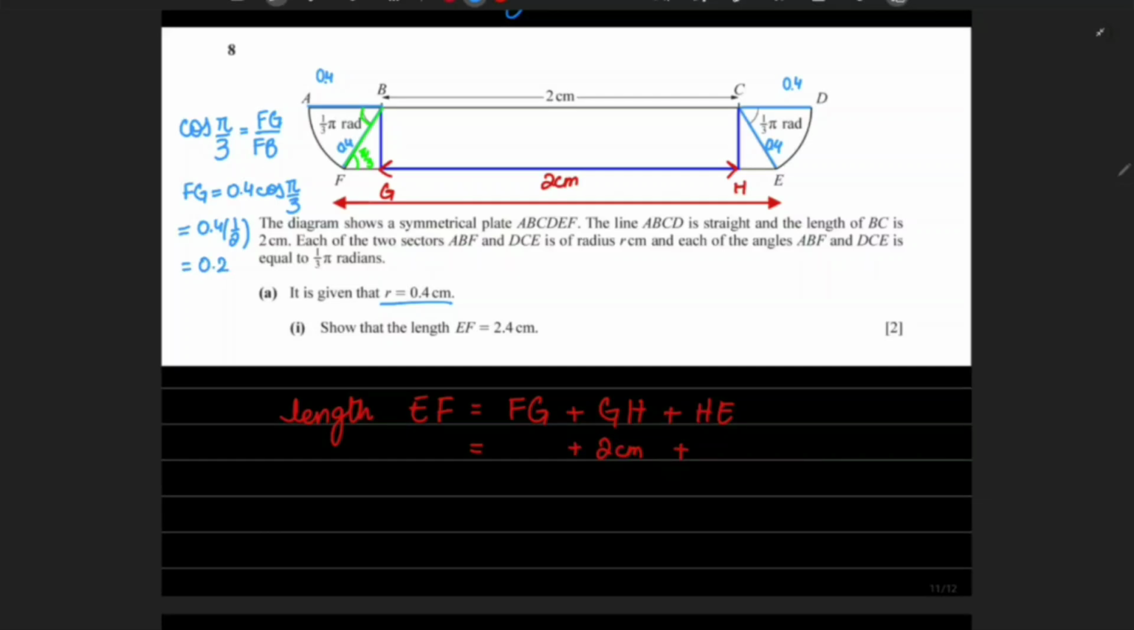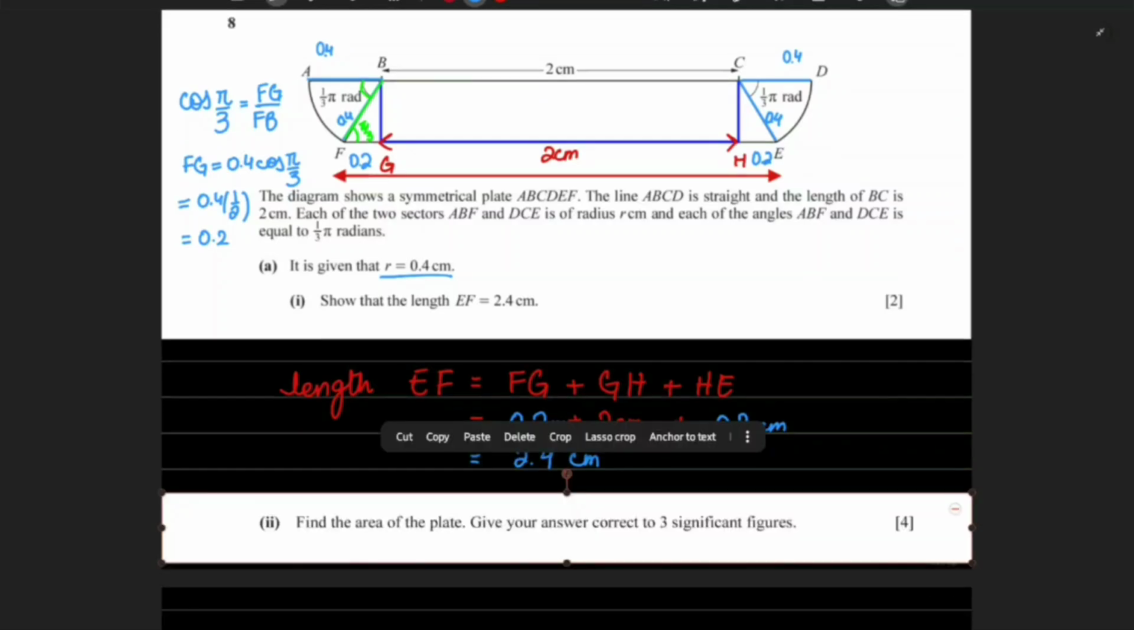So if this is 0.2, as it's a symmetrical plate, then this also must be 0.2 centimeters. So here we get 0.2 plus 0.2 plus 2 centimeters, which will give you 2.4 centimeters. So this is length EF. Now they say find the area of the plate. Give your answer correct to 3 significant figures.